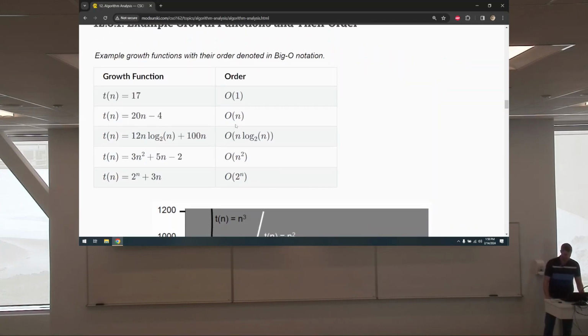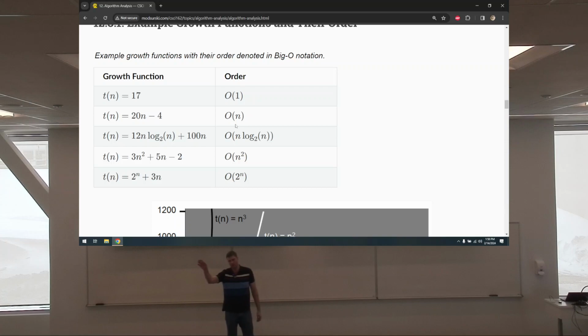So, example growth functions. If T of n was 17, if you have a function that always takes 17 units of work, I would say that has a big O of 1. Even though you're like, well, no, it's 17 units of work. Well, no, 1 doesn't mean I'm saying it's 1 unit of work. 1 means it's constant. So if I have T of n equals 17, and I say calculate T of 1,000,000, it's still 17. Calculate T of 10 bajillion, it's still 17. It doesn't change. Nothing on the right-hand side of that top equation depends on n.